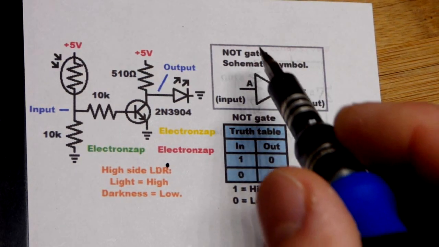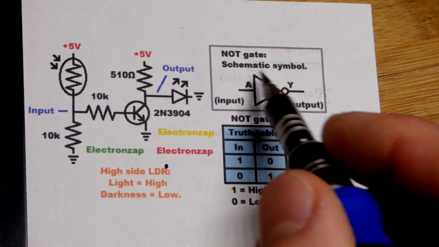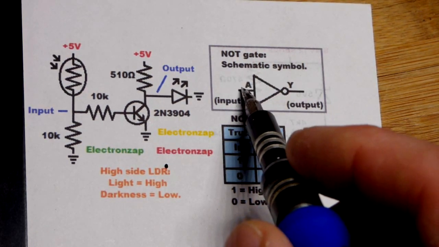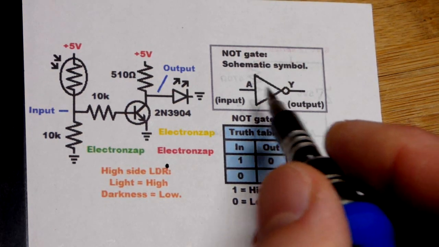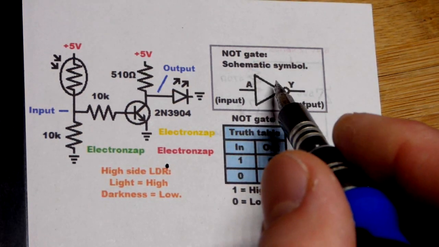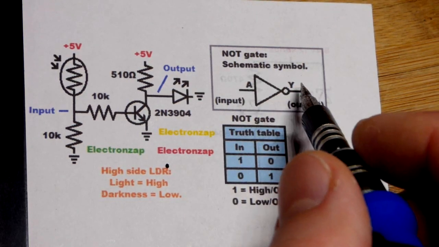So now the NOT gate schematic symbol is a triangle with a dot at the end. So the triangle by itself is a buffer. The signal in is the same as the signal out, but the little dot means that it is inverted. So signal in is signal out, but then it's inverted, so it's the opposite. So what's in is the opposite of what's out.